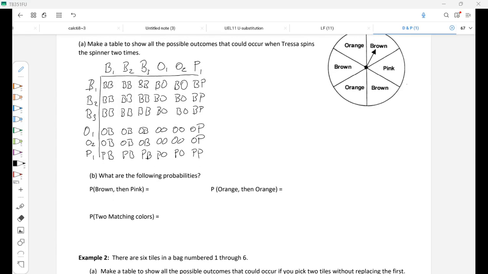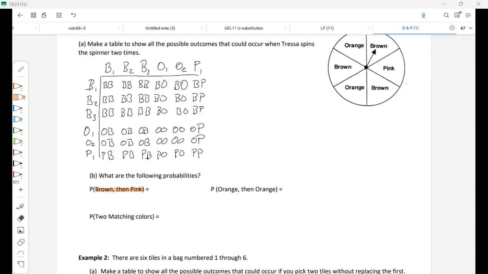Okay, so once we have that table filled in, we can use that table to solve some simple probability questions. We took something that was compound, doing 2 things, and since we've listed it out, we now have one list of everything that can happen, and that's called simple probability. So our first question is, what's the probability of getting a brown and then a pink?